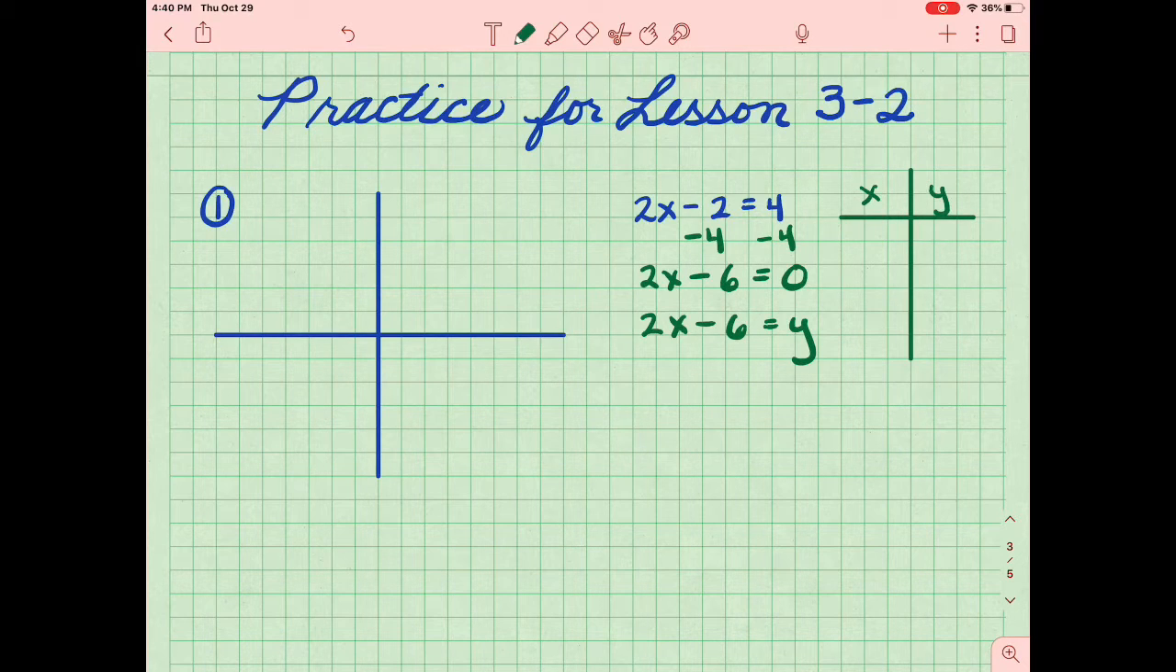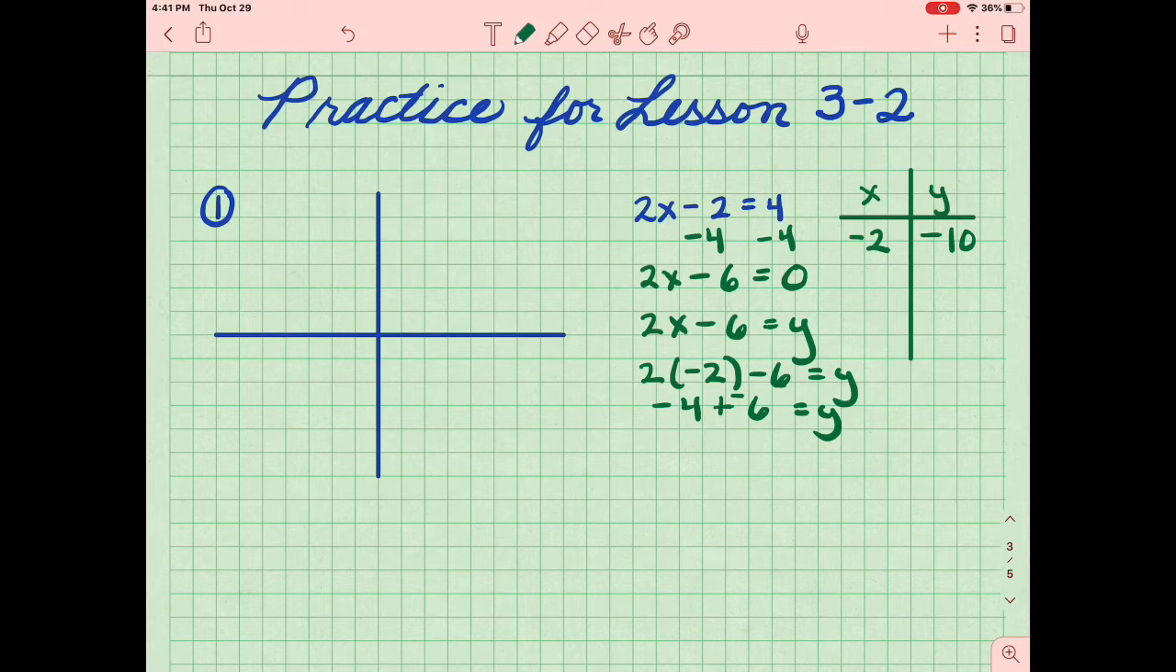So I can make up any number I want. I'm going to make up something like -2. And if I solve this, I'm going to say 2 times -2 minus 6 equals y. So I have -4 minus 6 equals y. This would be a plus a negative, so I have -10. That y is actually a little bigger than I'm hoping for graphing.